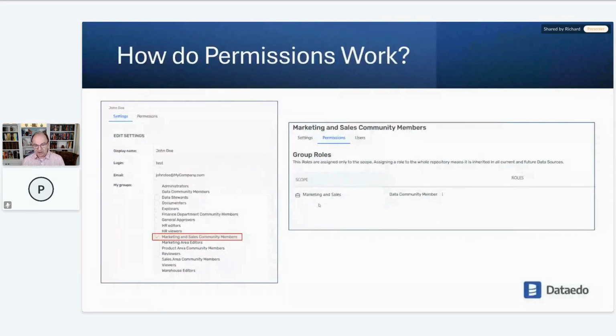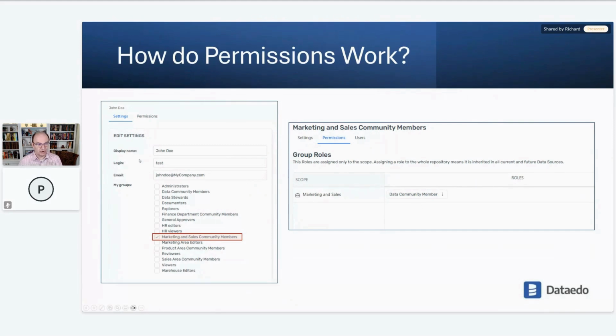Remember, this is the logical representation where things are just linked to provide this access. So they have the scope, they can see the marketing and sales domain and things linked to it, and they have data community member permissions, the role, they have permissions for those objects that they can see here. So we have what they can see and what they can do.